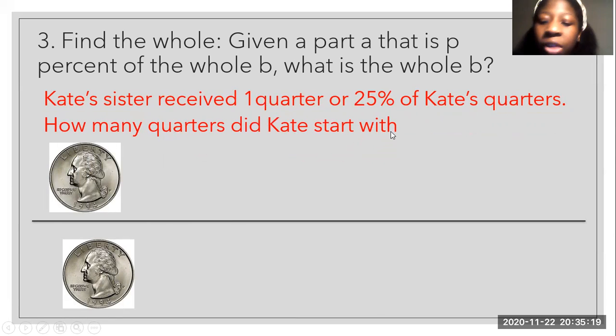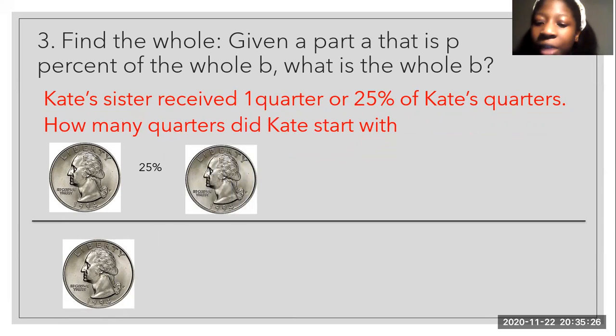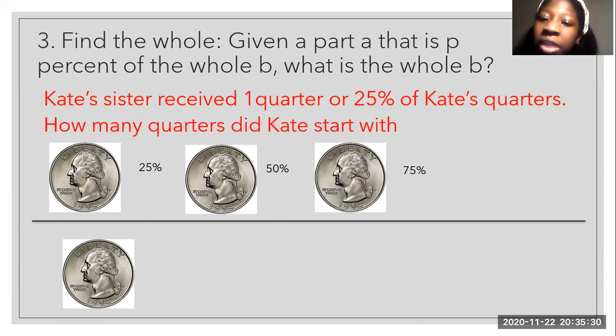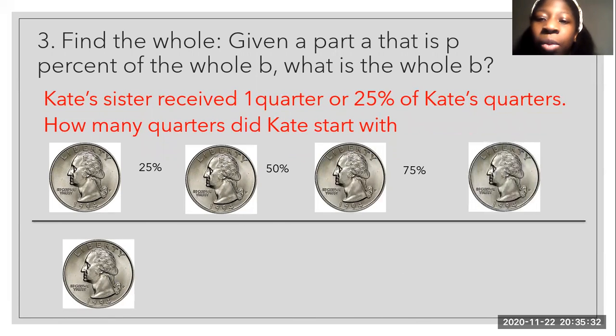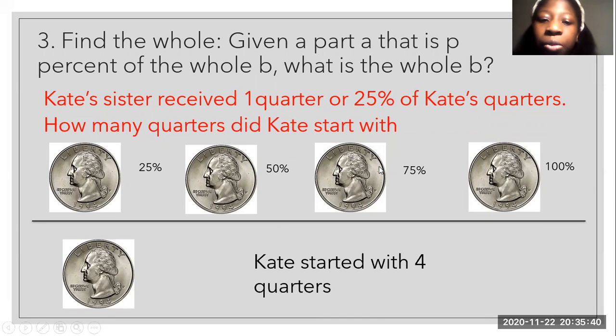So she has 25%, which was the one that she gave. Now we add another 25%, which will give us 50%. We add another 25%, which will give us 75%. And then we add another quarter, which will give us 100%. So in total, she'll have 100%, which is 4 quarters, which means Kate started with 4 quarters.